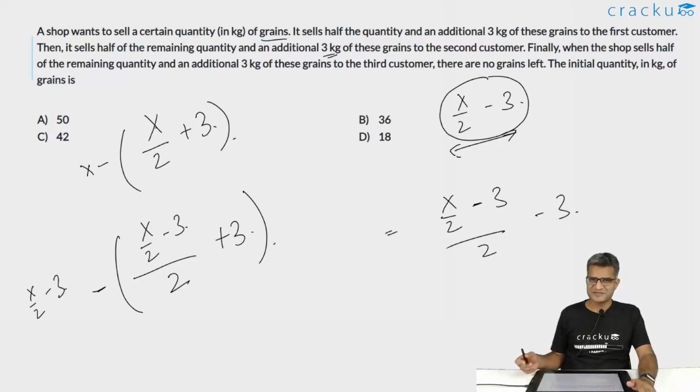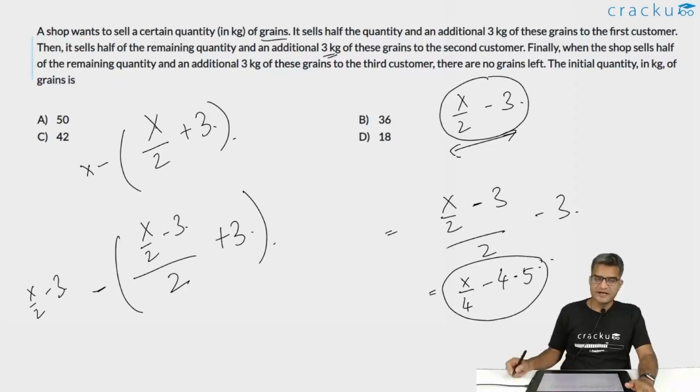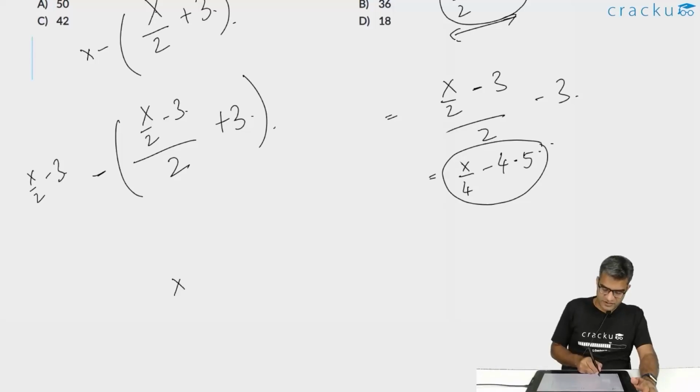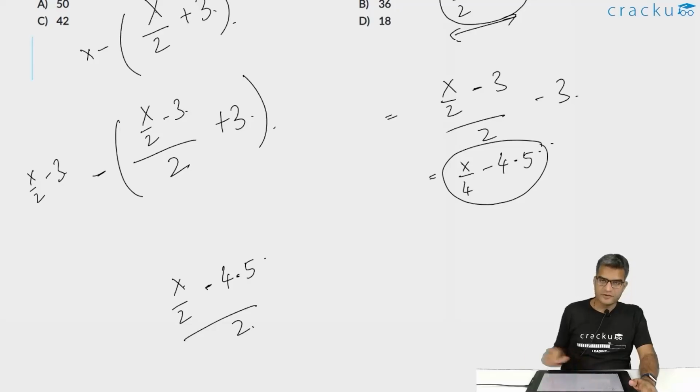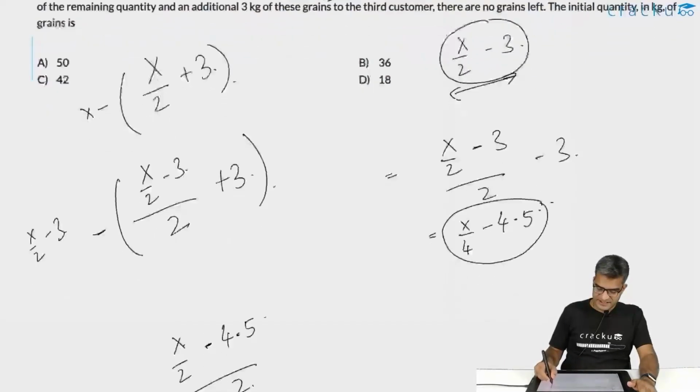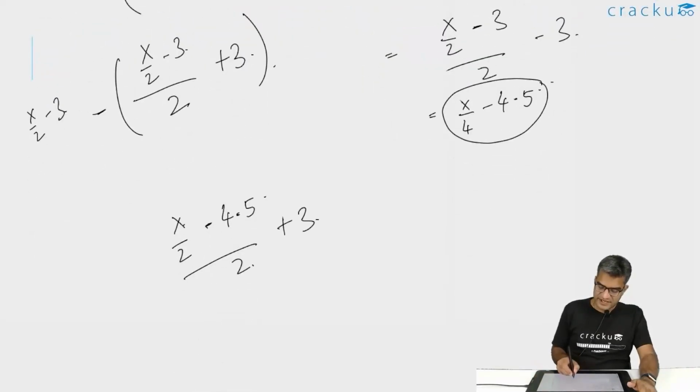We can simplify it because it is getting unnecessarily complex. So this is x by 4 minus 4.5. This is the amount that is remaining after selling it to the second customer. Again, they sell half of the remaining quantity. So the amount they sold is (x by 4 minus 4.5) divided by 2, and they sell additional 3 kgs. And now the amount remaining is 0. So if the amount remaining is 0, this would imply that they sold the entire amount of the remaining quantity, which is x by 4 minus 4.5.